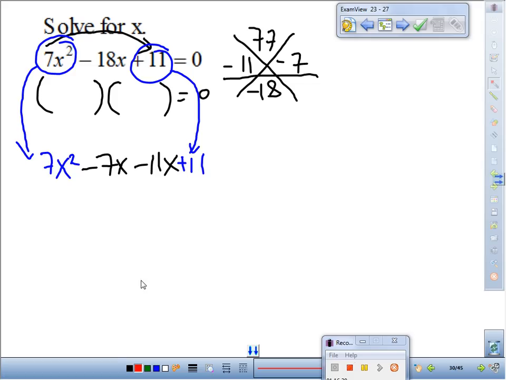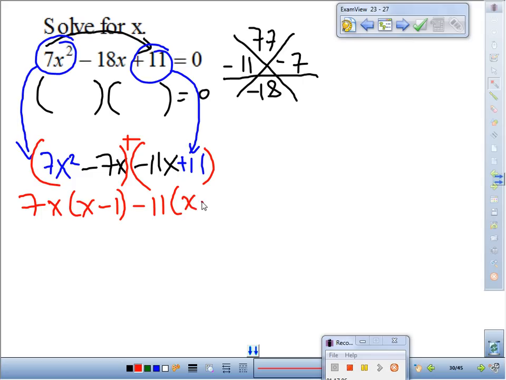So now from here, check this out. We group by twos. Group right here, put a plus in between so that we know it's not multiplying, it's adding. So here, what is GCF here? 7x, and we're left with x minus 1, okay? Look at this one. This one, GCF is what? But doesn't the leading coefficient have a negative? So it's negative 11, and I'm left with x minus 1. So what is the same here and here? That goes right here, x minus 1. And what is my other expression? 7x minus 11. So now we're on our way to solve this.